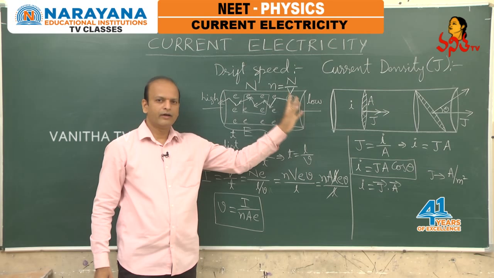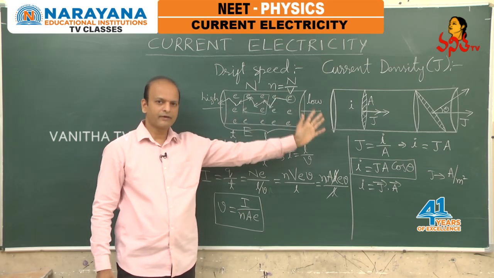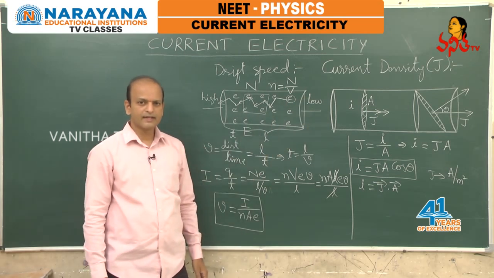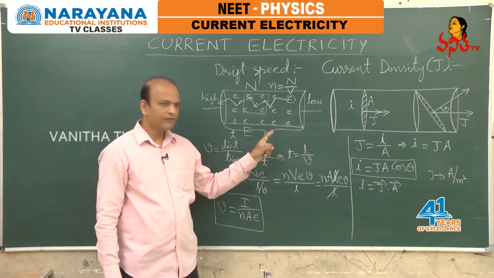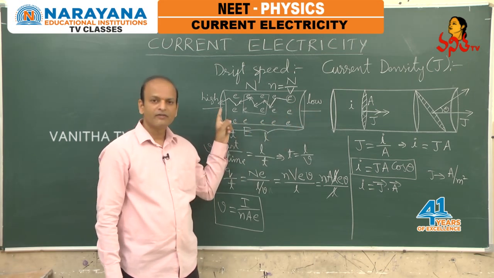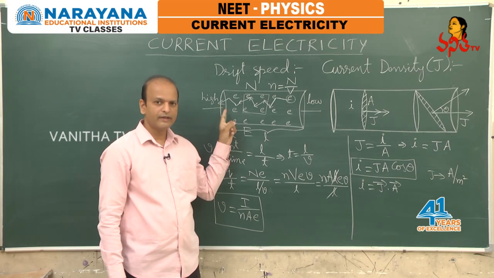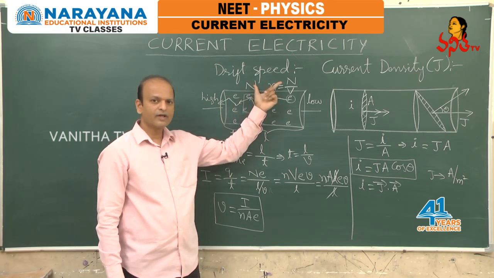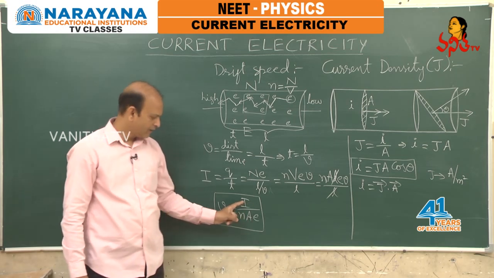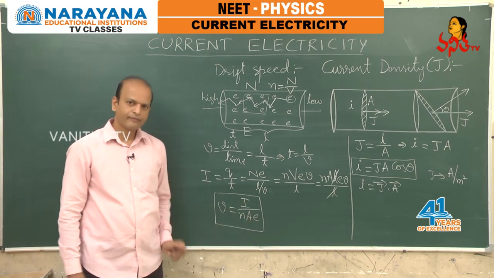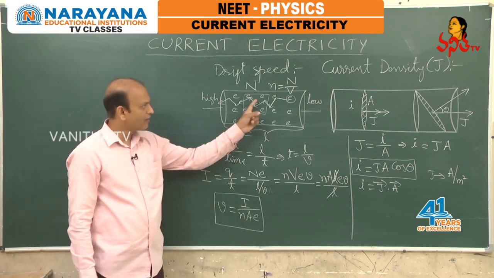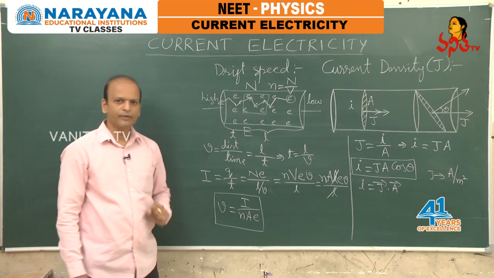Whenever high potential and low potential are applied across a conductor, an electric field is set up across this conductor. Under the influence of the electric field, these electrons are moving with an overall constant speed. That constant speed we call drift speed. Its equation is given by I by nAe. So what does this small n stand for? Number of free electrons per unit volume.